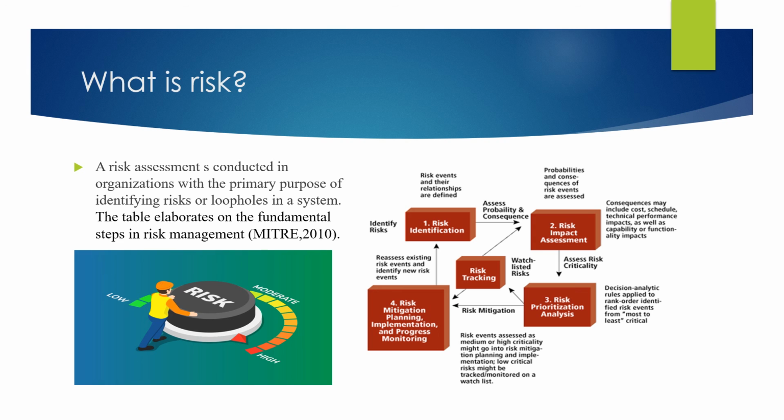So what is risk? When you have a threat to the system and a vulnerability, it equals a risk. So risk assessments are conducted in organizations with the primary purpose of identifying any loopholes within that system. And the proper way of identifying them is to conduct a risk management analysis. You start with risk identification to identify the various risks within the system, a risk impact assessment, a risk prioritization analysis, and then risk mitigation planning, implementation, and progress monitoring.